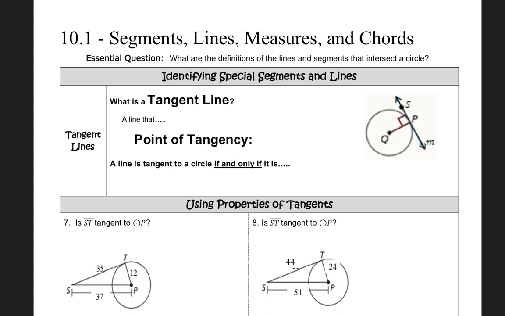So today with 10.1, we're going to talk about segments, lines, and measures of chords. Okay, so those are all related to a circle.